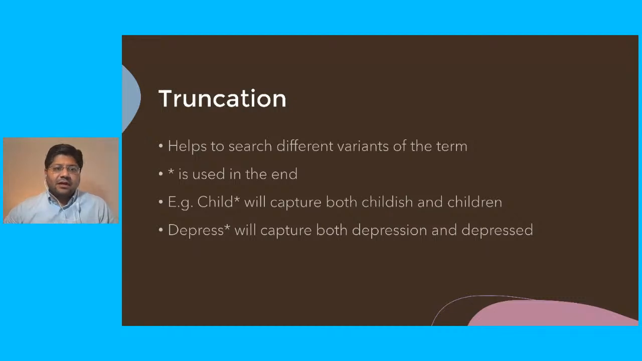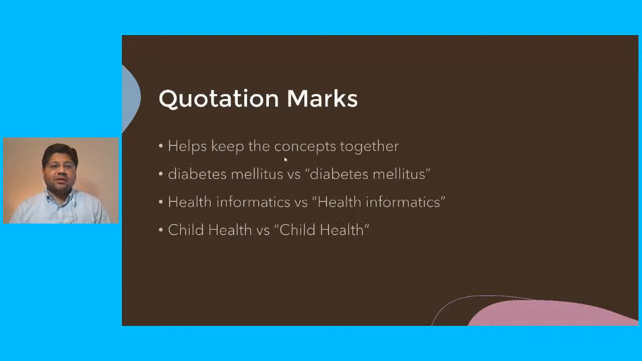In the same way, if we want to do a literature search on depression, and we use the word depress followed by the asterisk, then it's going to capture both depression and depressed as well. So this is another example of truncation, which we commonly use in literature search to limit the number of terms which are used during the search.